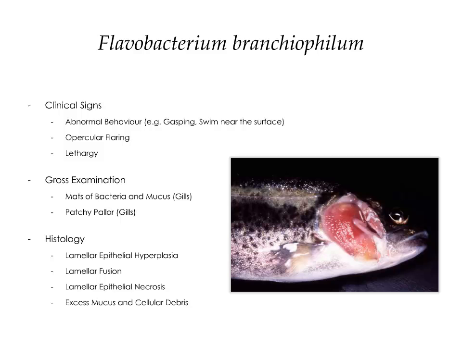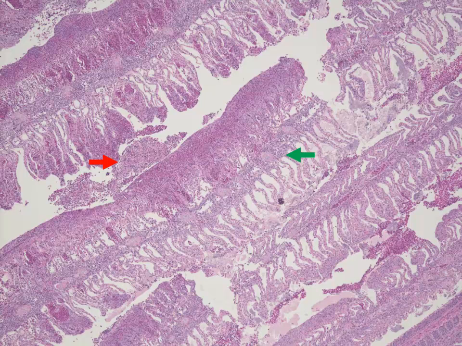Histologically, there's widespread lamellar epithelial hyperplasia, lamellar fusion, lamellar epithelial necrosis, and an accumulation of excess mucus and cellular debris between gill filaments. Within sections of the gill, there is marked multifocal filament bronchitis, highlighted in green, which is associated with lamellar epithelial hyperplasia, lamellar fusion, and telangiectasia of the lamellar capillaries. There's also a marked accumulation of mucus, proteinaceous exudates, and cellular debris between gill lamellae. This is highlighted in red.